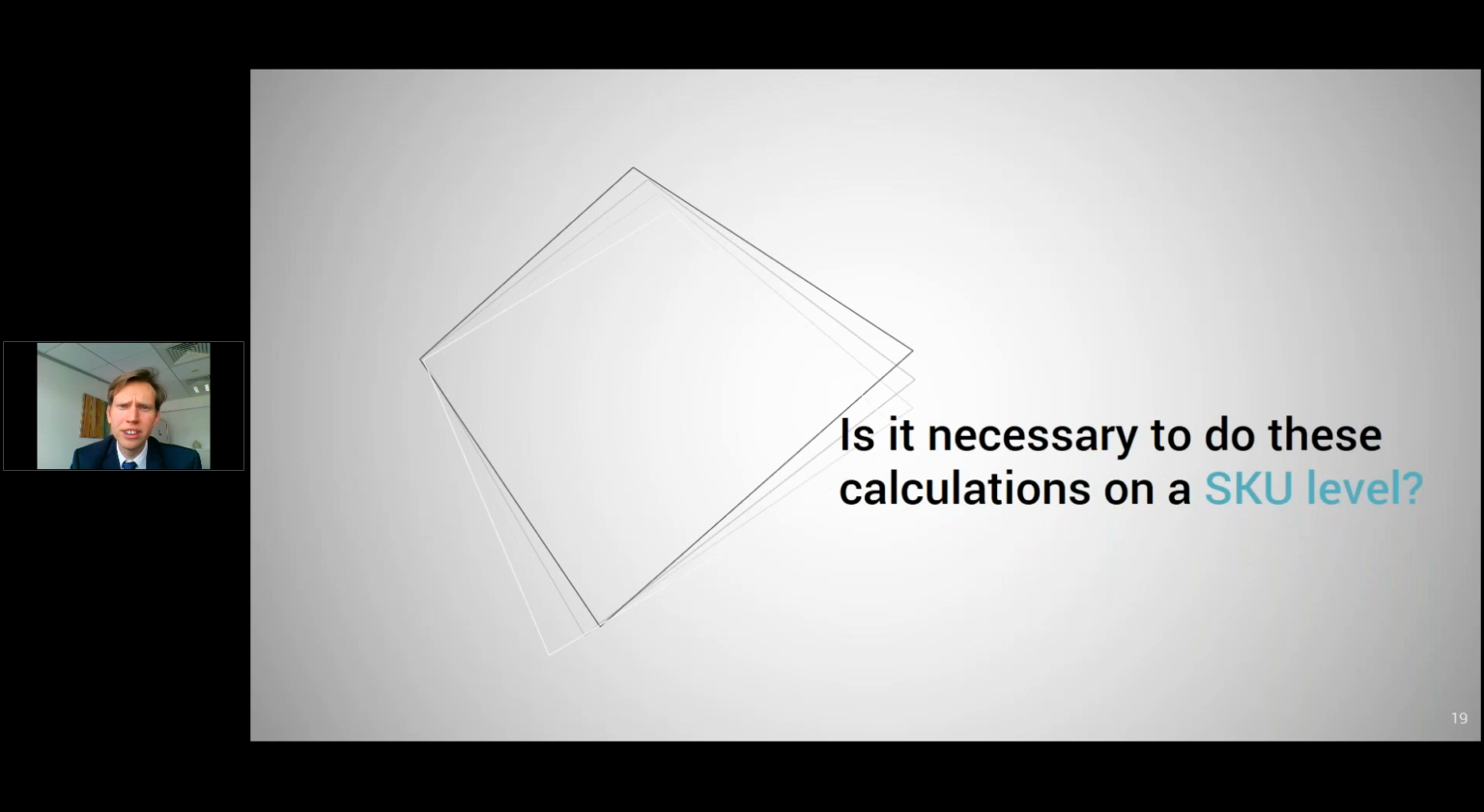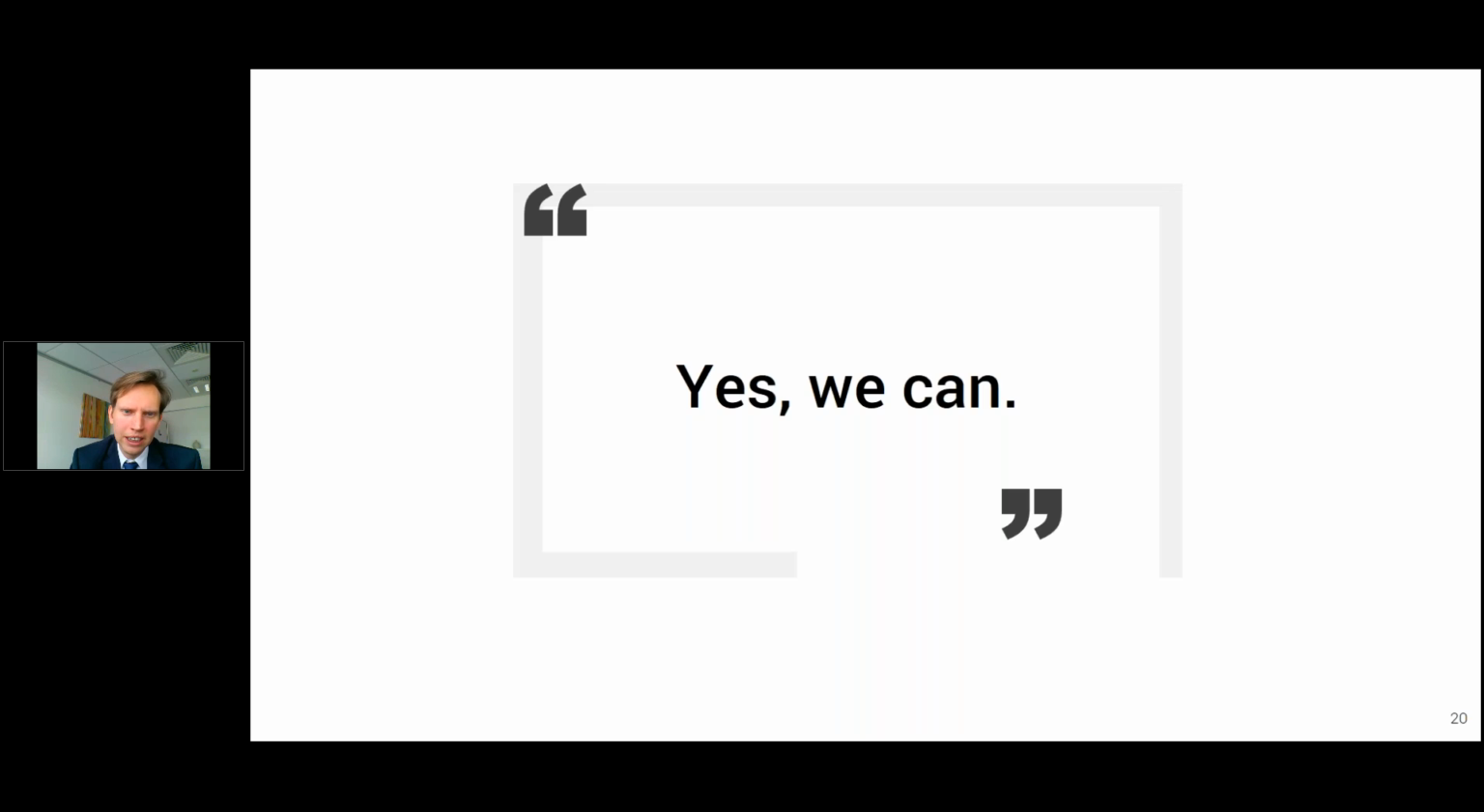Because it seems hard and complex and like it takes a lot of time. But my answer is yes, we should do it on a stock keeping unit level, because if you have inventory on one product and you need the other one, then the fact that you have inventory on the wrong product doesn't help you. And that's the whole story, of course, of inventory: it's something that you need on a stock keeping unit level.